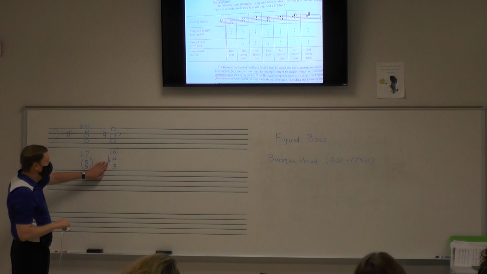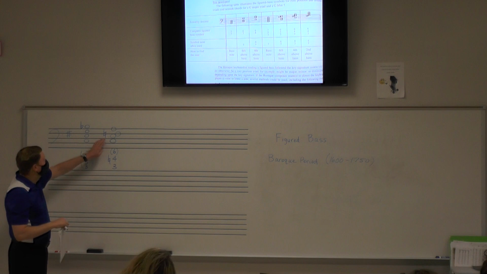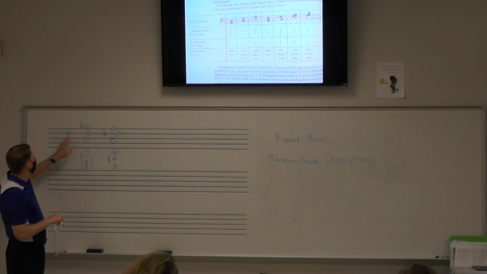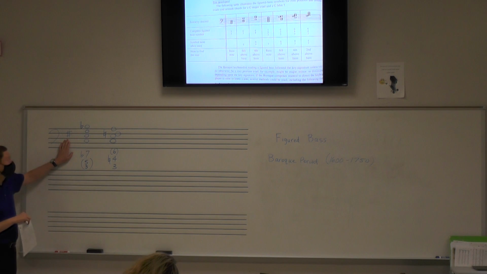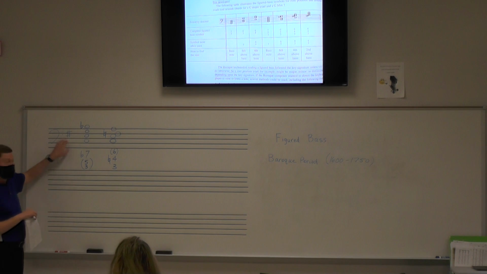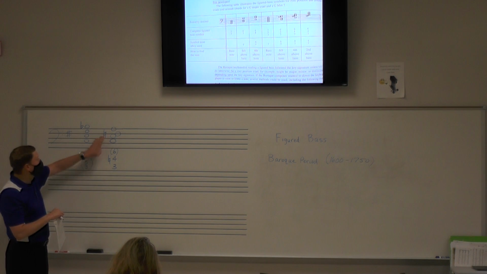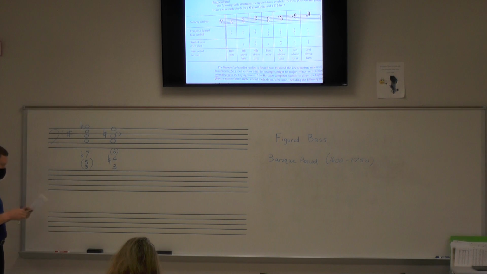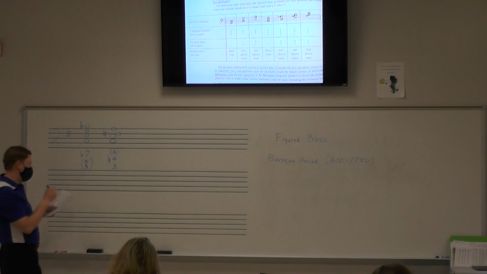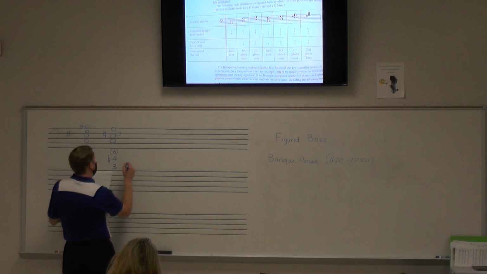But you see, this natural on the 4 tells the keyboard player to play F natural. In other words, override the key signature. Otherwise, the F would have been F sharp. So the final answer here is C, E, F natural, and A. Have I lost anyone yet? Let's try one more of these.